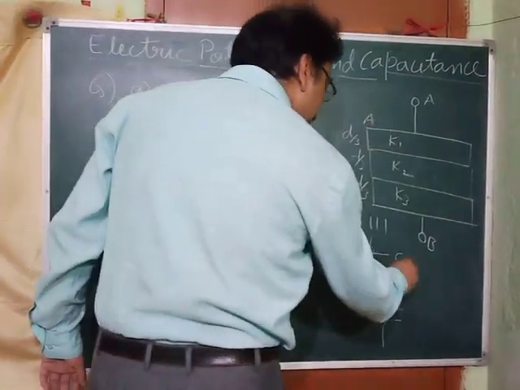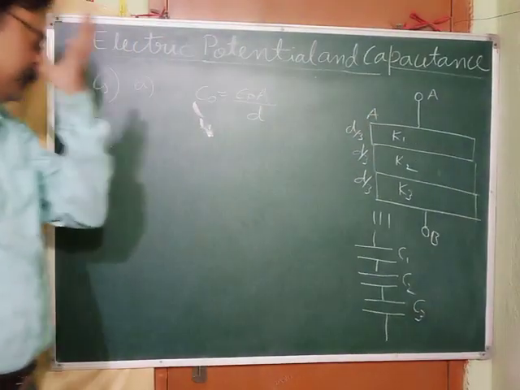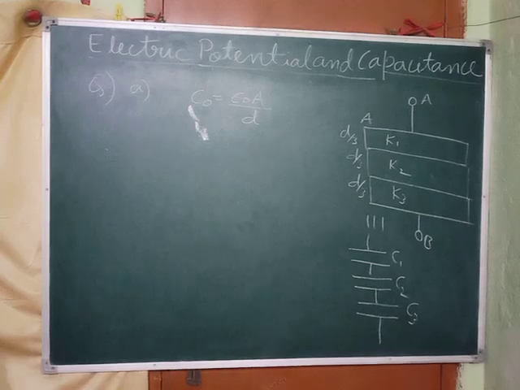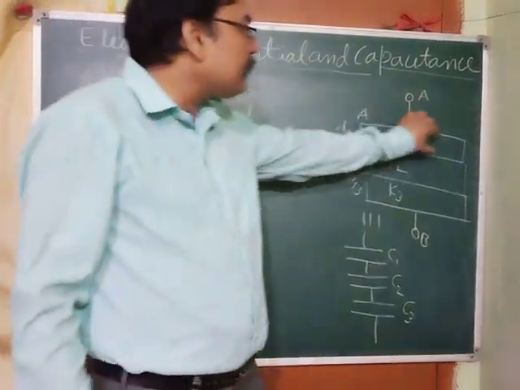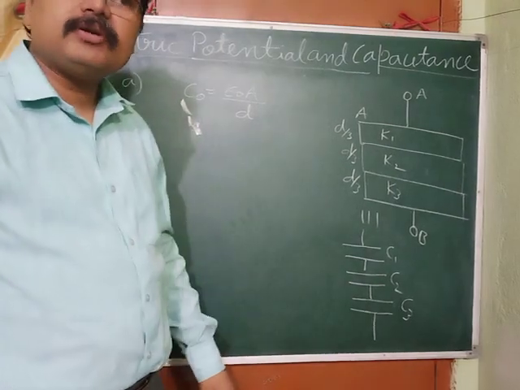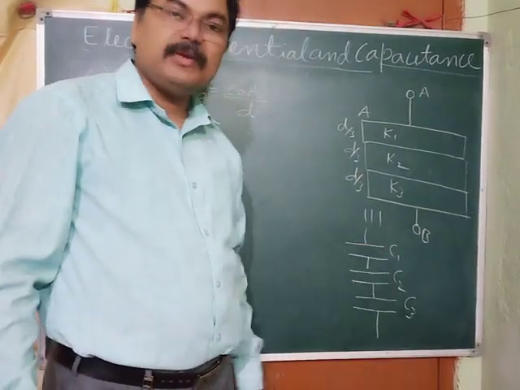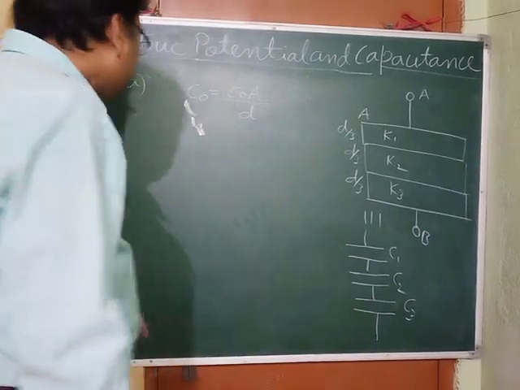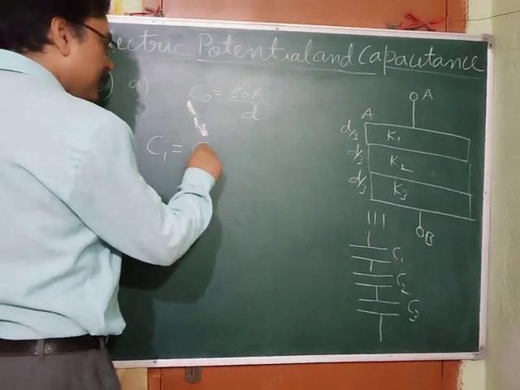Let their capacitances be C1, C2, and C3. Now we have to find out the capacitance of each of them. We know that when the space between the plates is completely filled with dielectric, what is the expression for its capacitance? Suppose this capacitance was C1. Now, what is the formula for C1? We know it is epsilon naught.